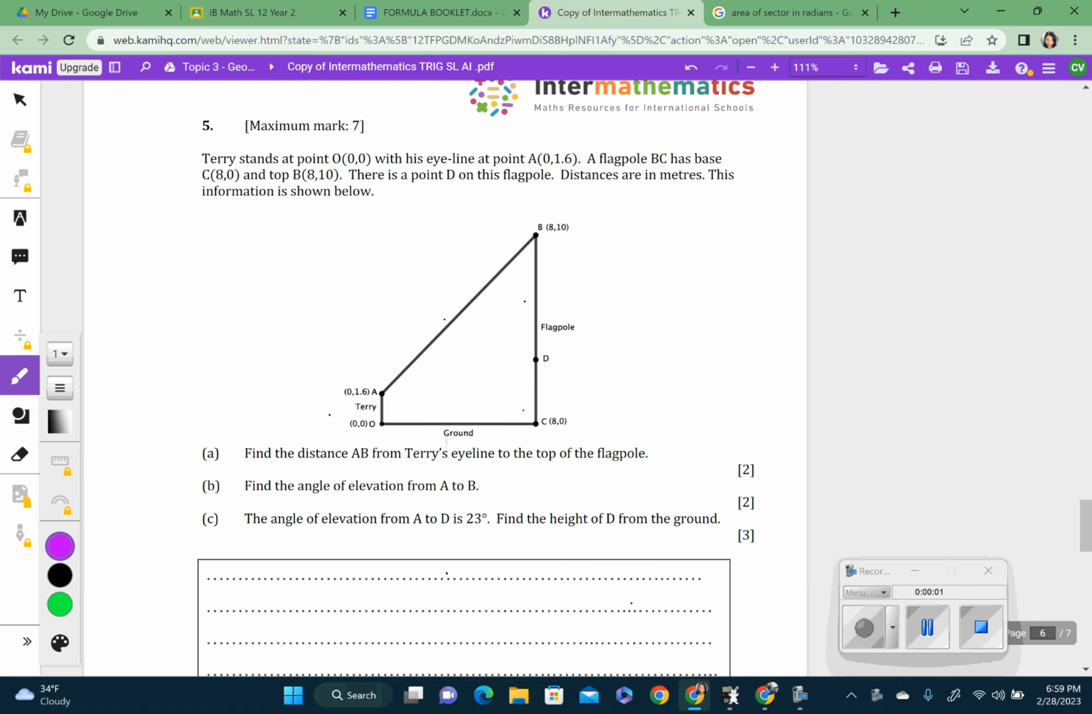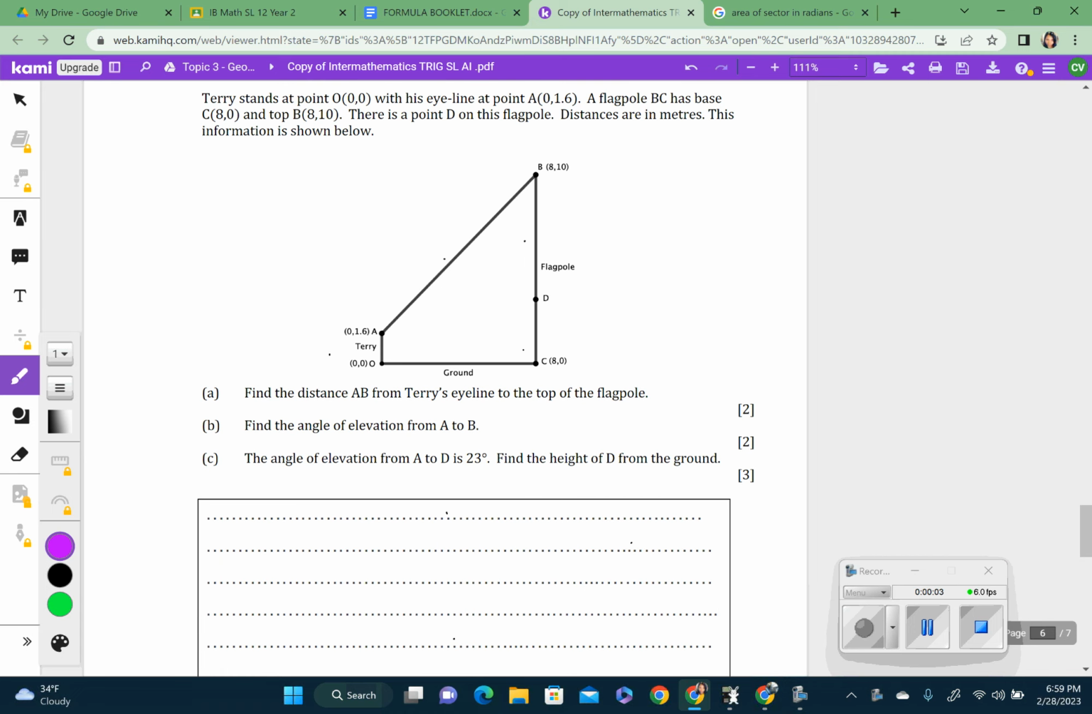So question 5 is where we're at. They give us this diagram. Basically, we can infer that this distance right here is 1.6. This distance right here from 0 to 8 is going to be 8, and they're telling us that it's in meters. This distance right here, this whole thing is 10. That's also pretty important for us to know.